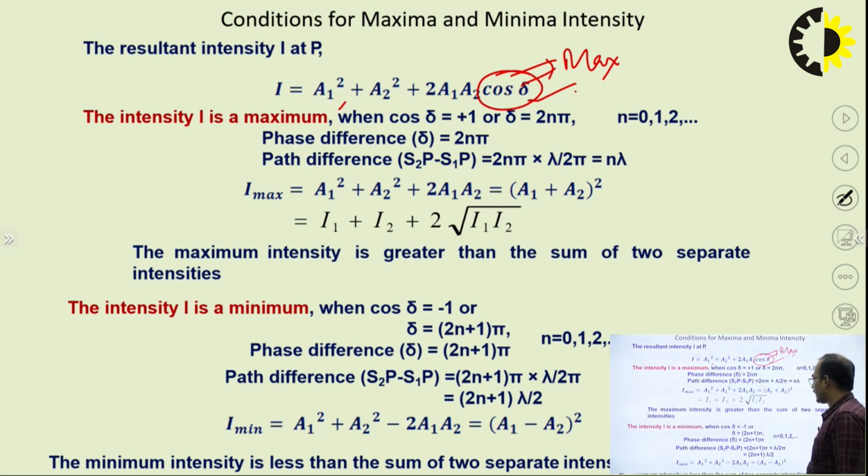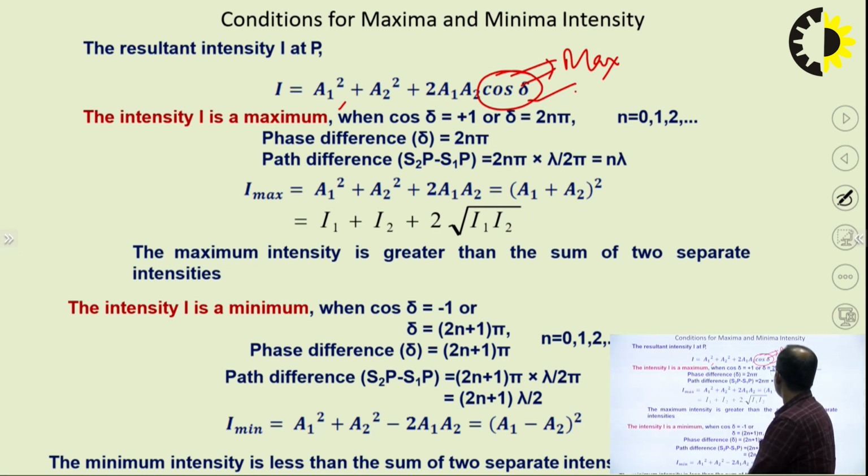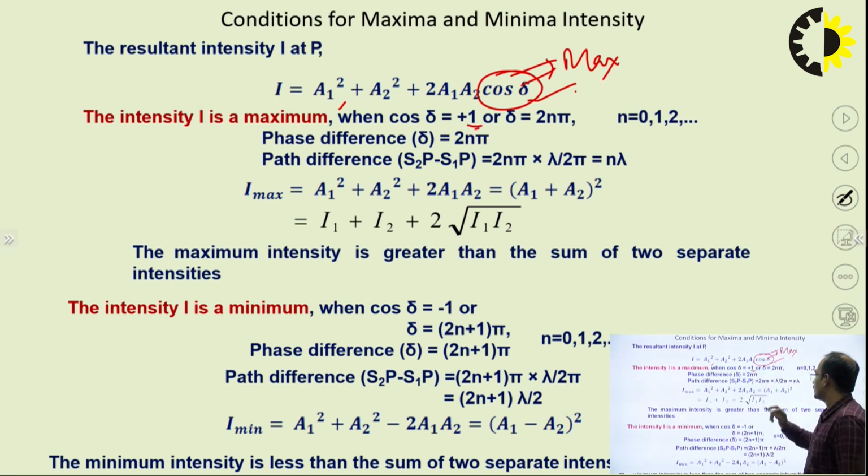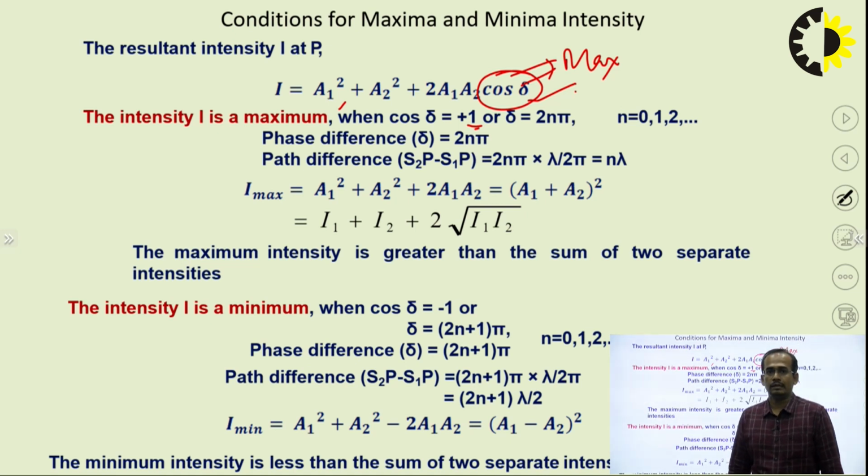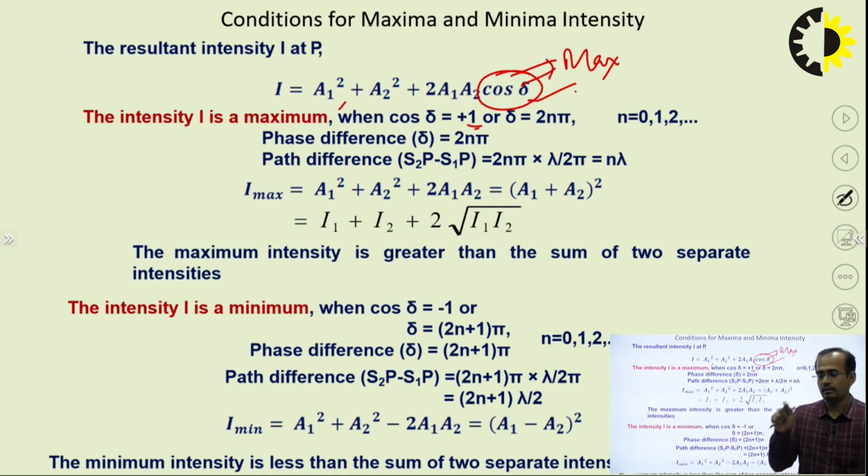When cos delta is minimum, this will give the minimum value. So I am putting here cos delta is equal to plus minus 1. What is the maximum and minimum value in one cycle? So this is plus minus 1. 1 is the maximum value and minus 1 is the minimum value.